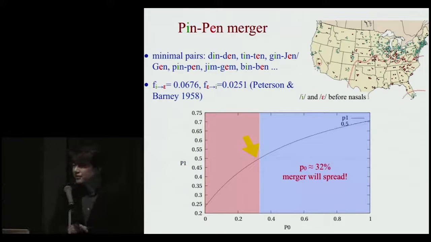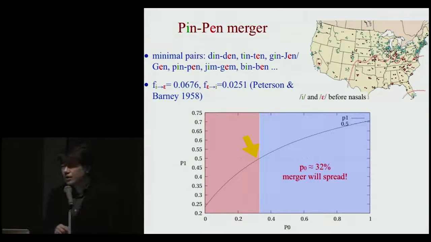Okay, so here's a case we can look at in the South, where there's a well-known variation in Southern American English known as the pin-pen merger. So the two vowels are actually now in the South no longer distinct. This only happens in front of nasals. Okay, so we have the same dynamics.